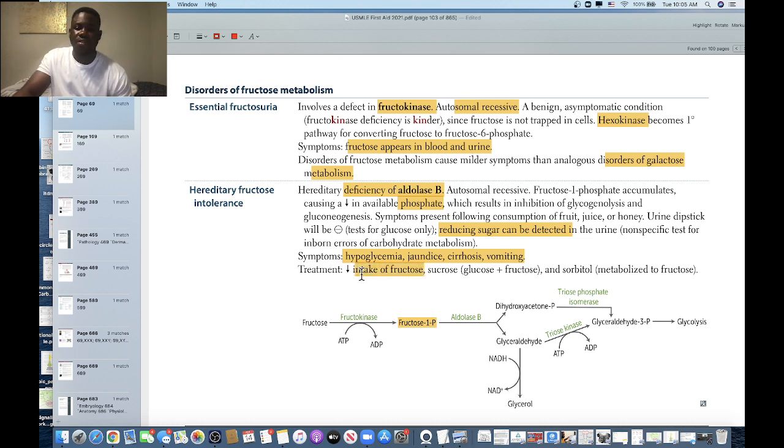So of course, if somebody cannot break down fructose, why do you give them fructose? You don't give them. You also reduce sucrose, because sucrose is made from glucose and fructose put together. Therefore, if you give them sucrose, which is the common sugar that we eat, the table sugar, they'll still have fructose from it, which is not very good. Sorbitol should also be reduced because it's metabolized to fructose. Sorbitol can be converted into fructose so that it can be metabolized. That's how we break down sorbitol.